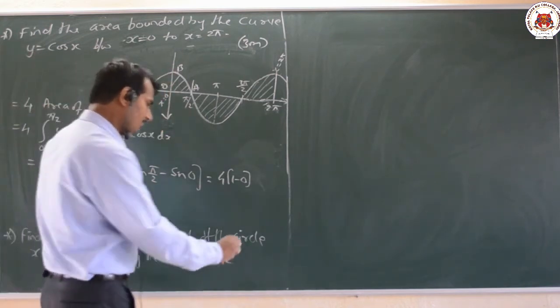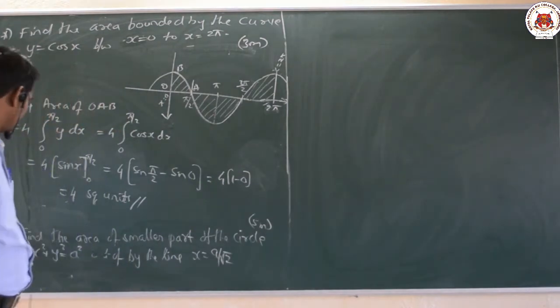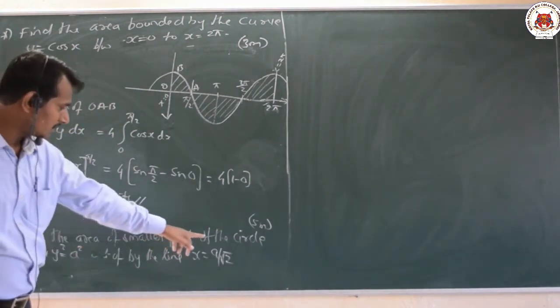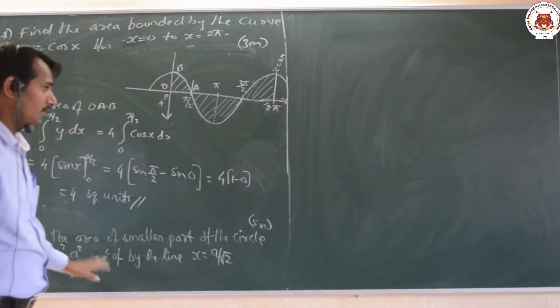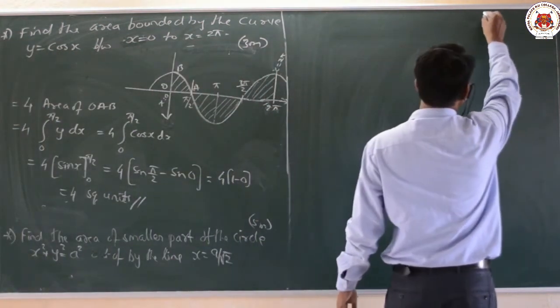Now let us move on to a 5 marks problem. Let us observe: find the area of the smaller part of the circle. First of all we have to draw the circle here.